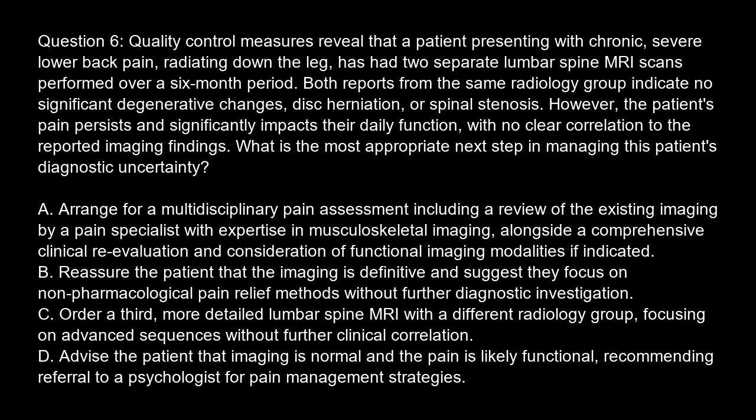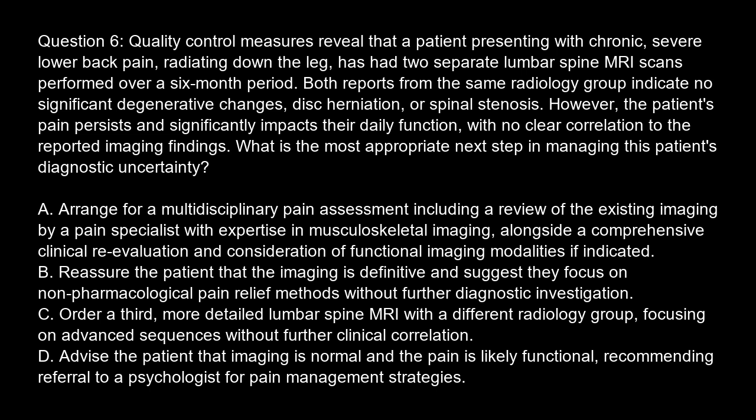Question 6. Quality control measures reveal that a patient presenting with chronic severe lower back pain radiating down the leg has had 2 separate lumbar spine MRI scans performed over a 6-month period. Both reports from the same radiology group indicate no significant degenerative changes, disc herniation, or spinal stenosis. However, the patient's pain persists and significantly impacts their daily function, with no clear correlation to the reported imaging findings. What is the most appropriate next step in managing this patient's diagnostic uncertainty?